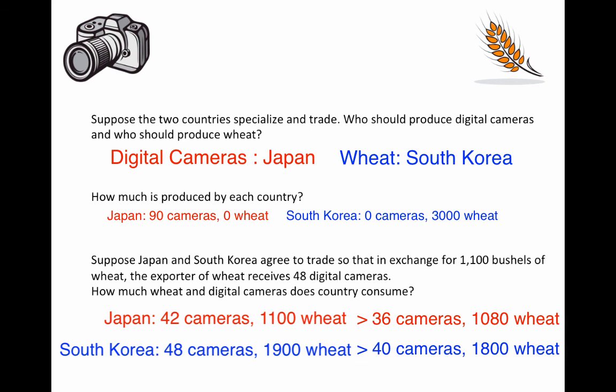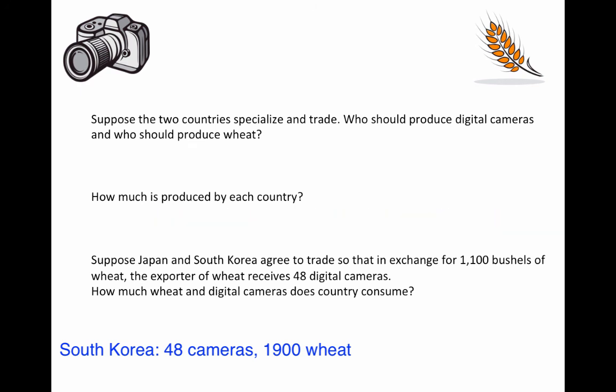So much like technology, trade allows countries to consume at points beyond their production possibilities curves. And we know, since consumers prefer more to less, that consumers in both Japan and South Korea are made better off by specialization and trade.